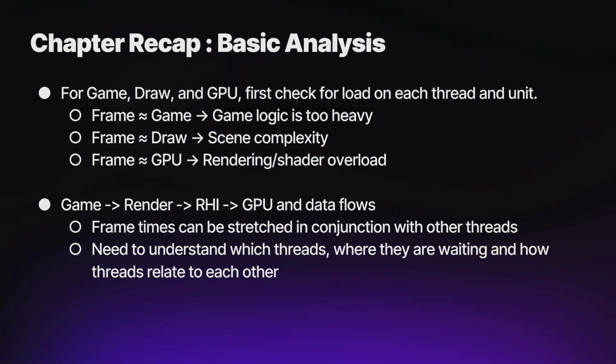Now, to conclude this chapter, let me briefly summarize what I have described so far. Game threads, render threads, and the GPU need to be optimized if they're bottlenecks themselves. But it's important to remember that the frame time is often shaped by a chain of dependencies. Game to render to RHI to GPU. Unreal Insights helps us to see how these stages connect and where each frame's delay originates. Use that visibility to guide your optimization efforts.